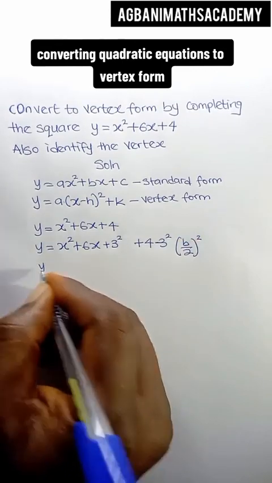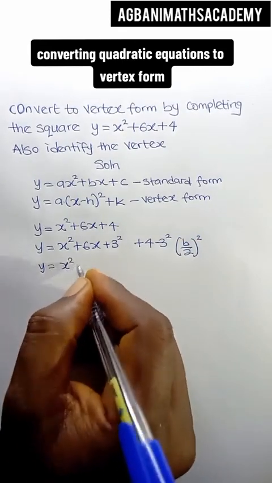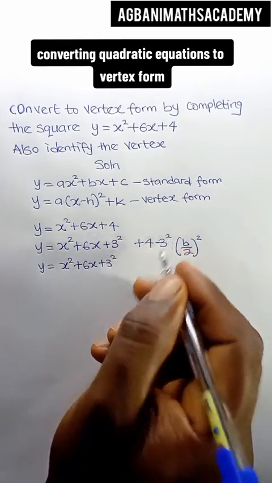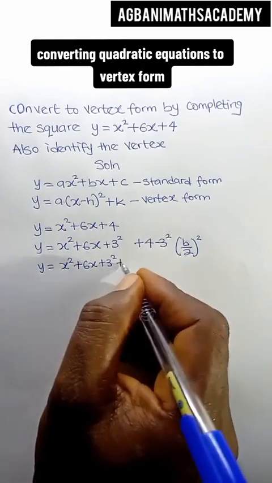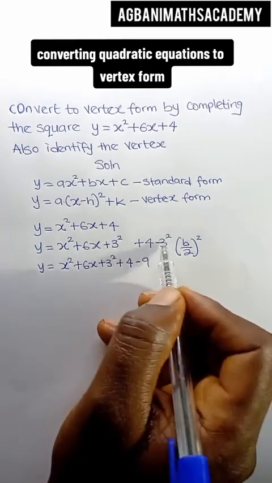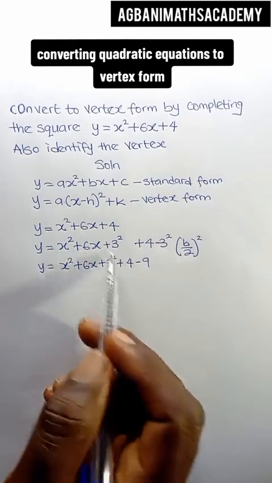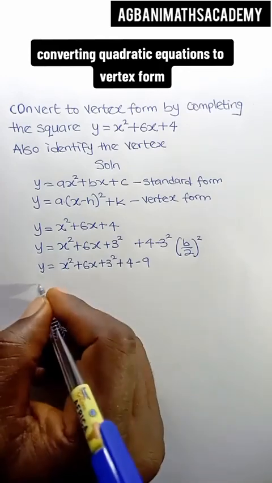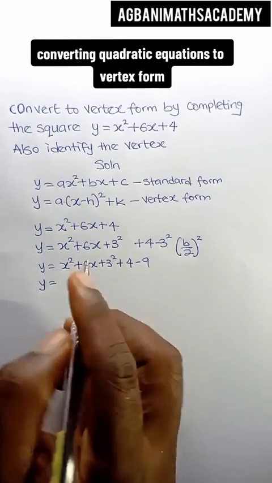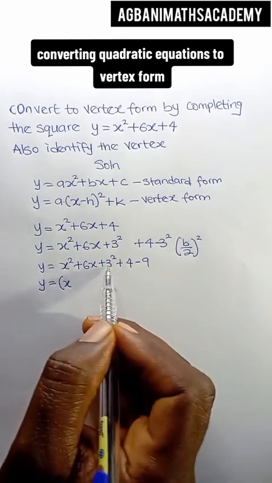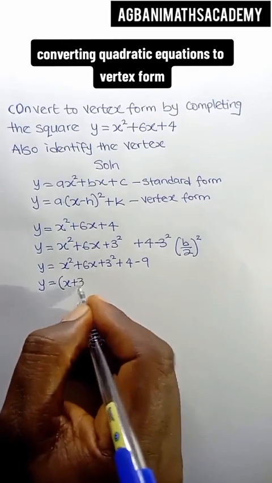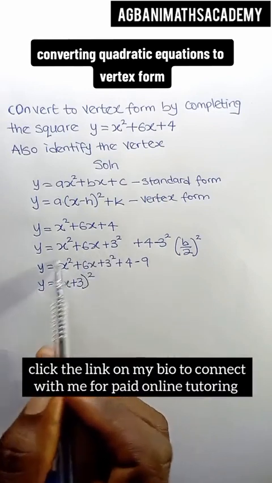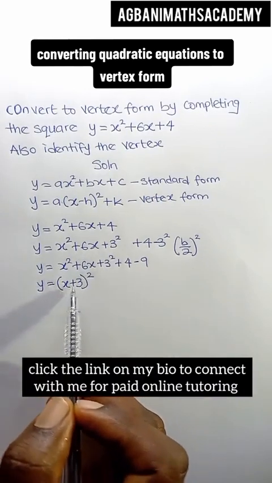Okay, so going further, we're going to have y is equal to x squared plus 6x plus 3 squared. Minus 3 squared is minus 9. So we have plus 4 minus 9. 3 squared is 9. Now we want to factorize this. Remember, we are using completing the square method. A very simple way of doing it is we are going to pick the alphabet here, which is x. We are going to open a bracket x, and we are going to pick the 3 here, plus 3, and we close the bracket square. So what we have done is we have factorized this polynomial here to get x plus 3 squared.